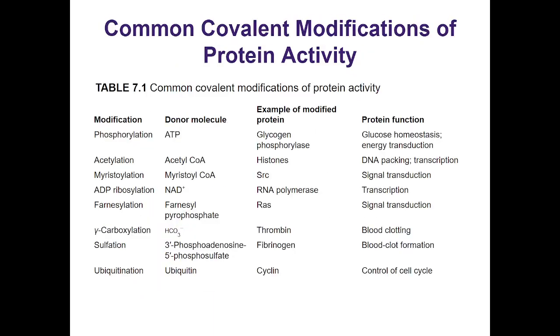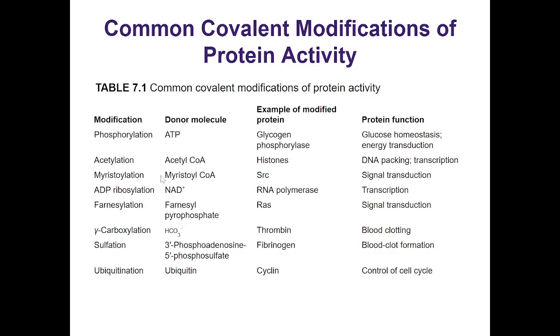Okay. So some of the common covalent modifications of protein activity are these ones right here. These show you some different examples. This is the modifications right here. These are the donor molecules that you would need to do that. This is the example of a modified protein right here. And then this would be the protein function that's getting modified. Okay? Anybody have any questions about that?